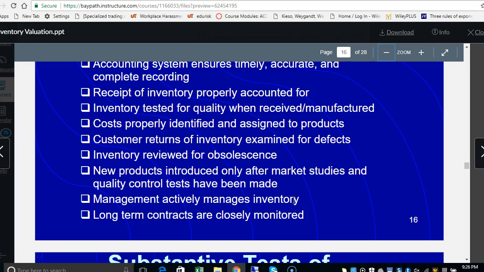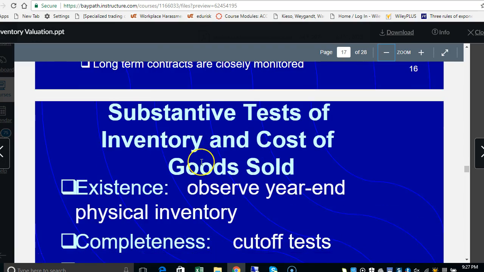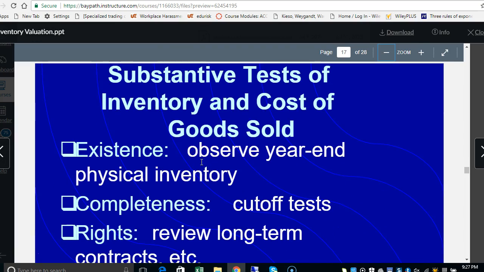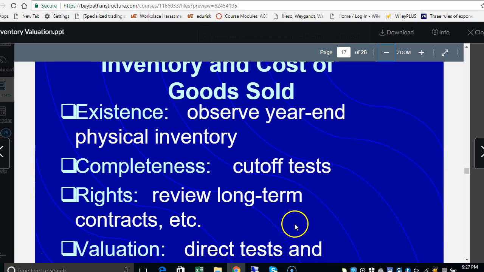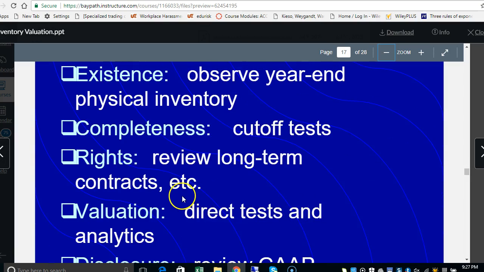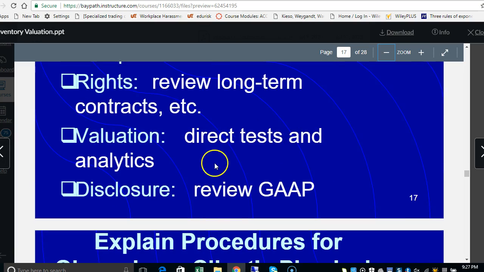Management actively manages inventory. Long-term contracts are closely monitored. Also, you might want to look for cycle counts that are being done periodically, which is a sign that the company is constantly reviewing and counting its inventory. Part of the substantive test is to observe a year-end physical inventory, cut-off tests, review long-term contracts, valuation through direct tests and analytics, and review the gap.